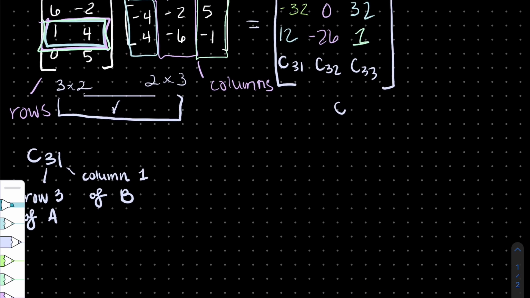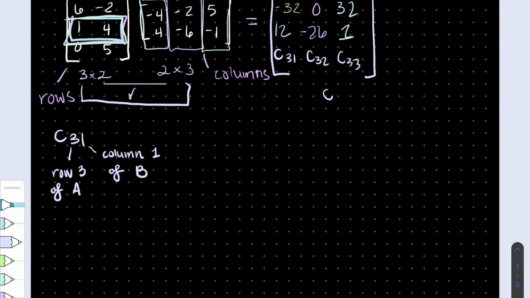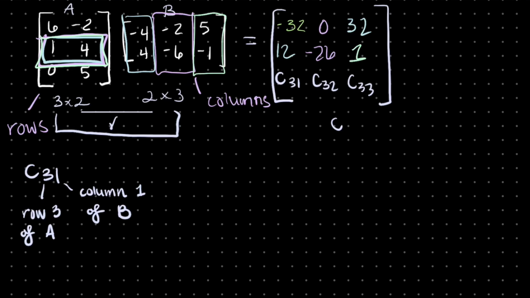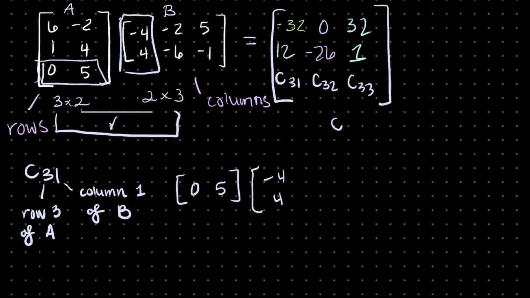Okay, so if I zoom back out, so that we can see the matrix we are working with, and let me erase these from the last one we did. We're now in row 3, right? So I'm looking at 0, 5, and I'm going to look at 0, 5 the whole time now because I'm in row 3, but I'm in the first column to start. So this problem is going to be 0, 5 times negative 4, 4.